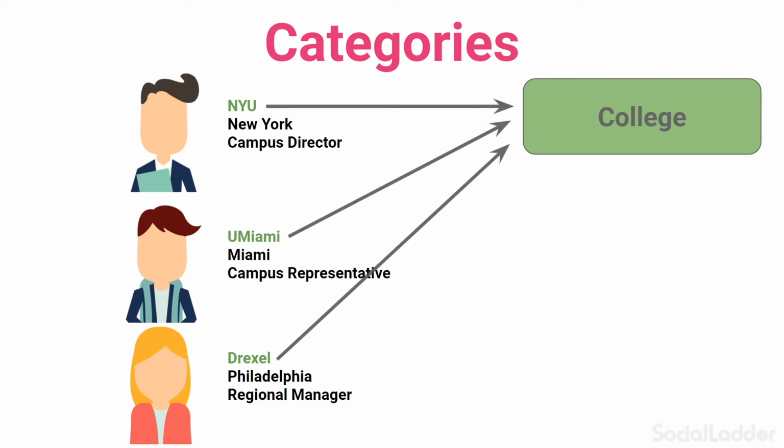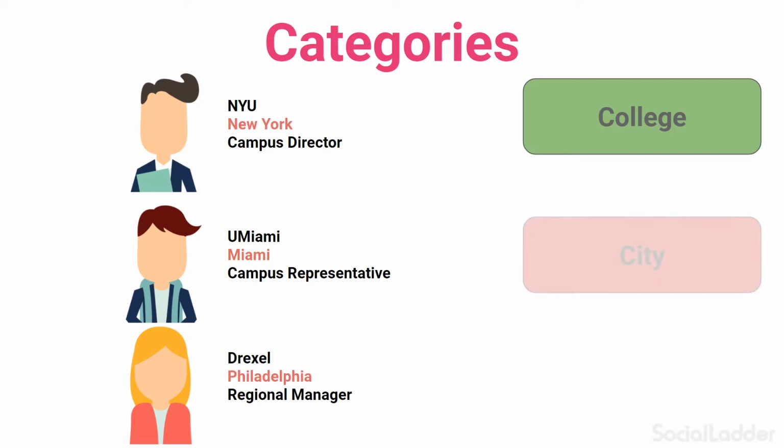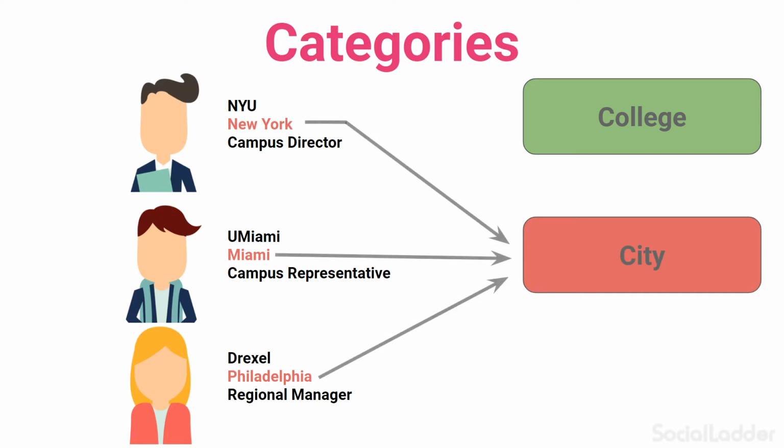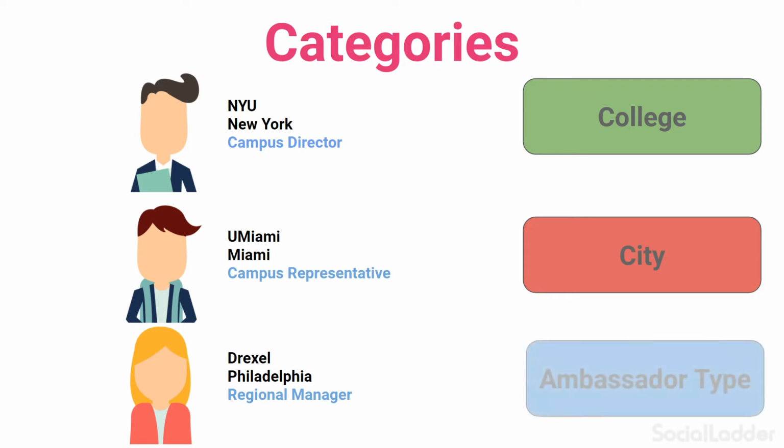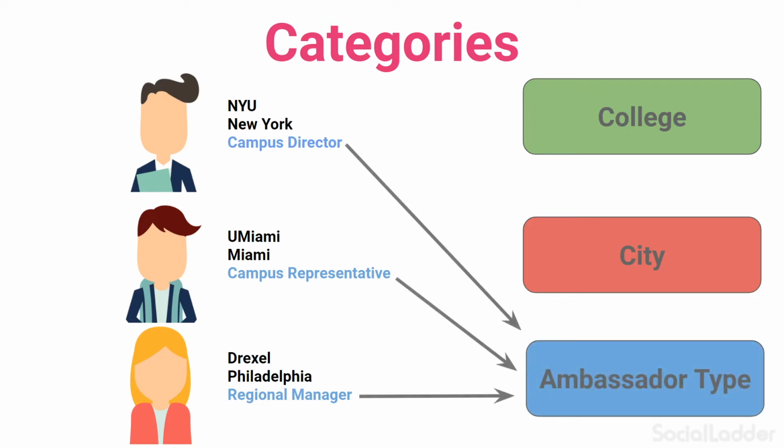For example, NYU, UMiami, Drexel, and any other colleges you made available in the onboarding selection process would be in the college category. You could make a category called City that would include tags like New York, Miami, and Philadelphia. Or you could even create a category called Ambassador Type, which would include tags like Campus Director, Campus Representative, and Regional Manager.